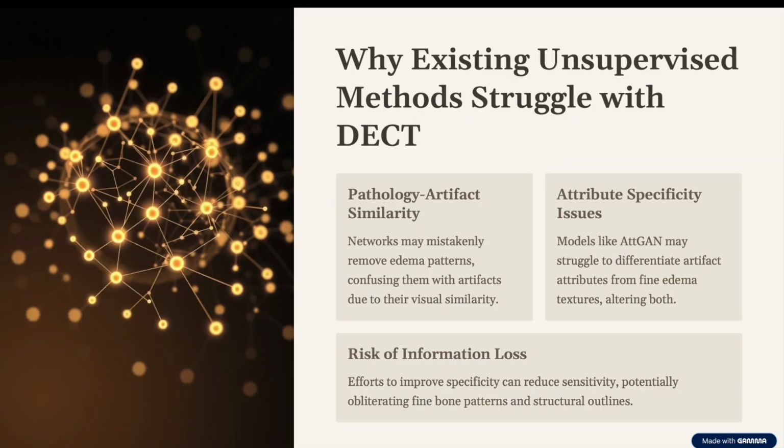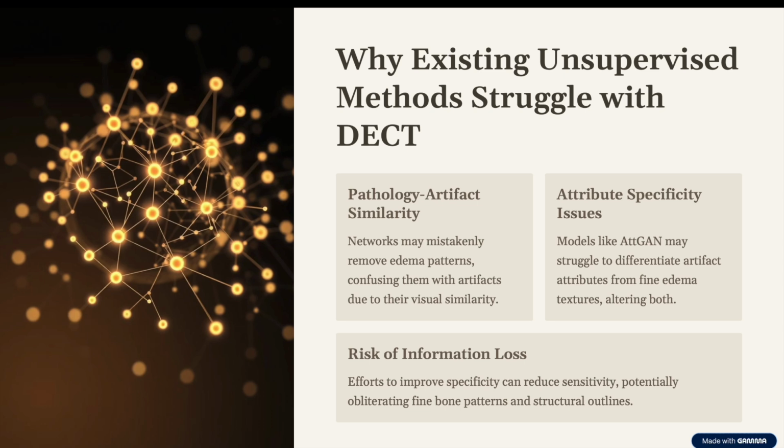Now, the next part is why existing unsupervised methods struggle with DECT. Unsupervised image translation networks like CycleGAN or AdGAN are powerful for style transfer or domain adaptation in natural images. However, their direct application to DECT artifact removal faces significant hurdles. So, what are these hurdles?